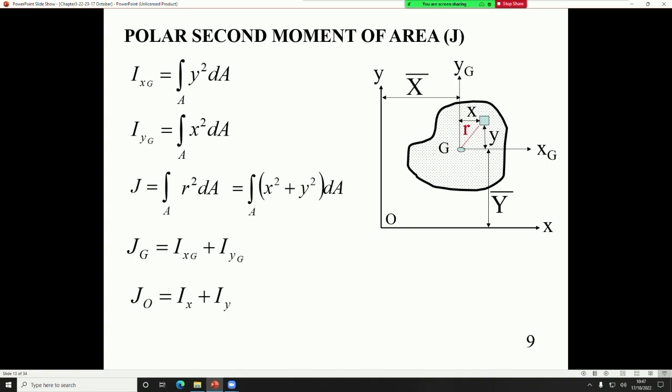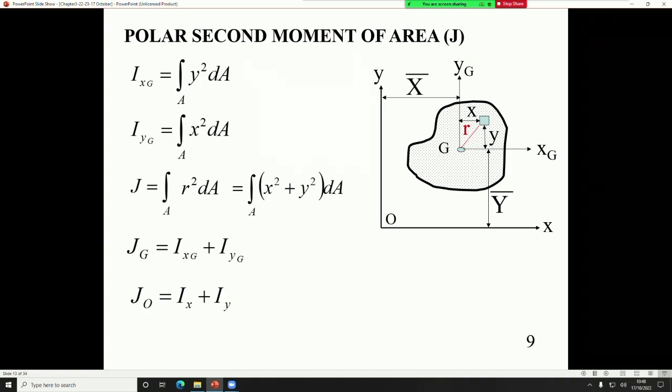So if a component is subject to bending about the XG axis, then we use IXG. If a member is subject to bending about the YG axis, we use IYG, which comes in the future slides. If this section is subject to torsion about the Z axis, which is normal to the plane, then we use JG or JO, because they characterize the stiffness of this structure when subject to bending or torsion. So any questions in regard to slide number 9?